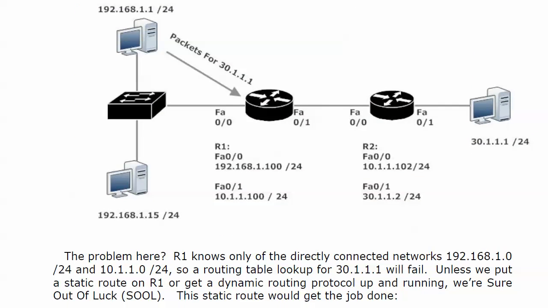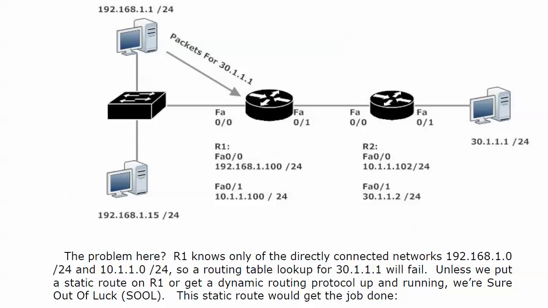And the problem here is that when the host default gateway gets these packets, that particular router only knows of the directly connected networks because we have no routing protocols configured. So the receiving router here knows about 192.168.1.0 and 10.1.1.0, both /24 networks. So a routing table lookup for 30.1.1.1 is going to fail. Now we could put a static route on router 1, the receiving router there, or get a dynamic routing protocol up and running, or we're SOOL, sure out of luck.